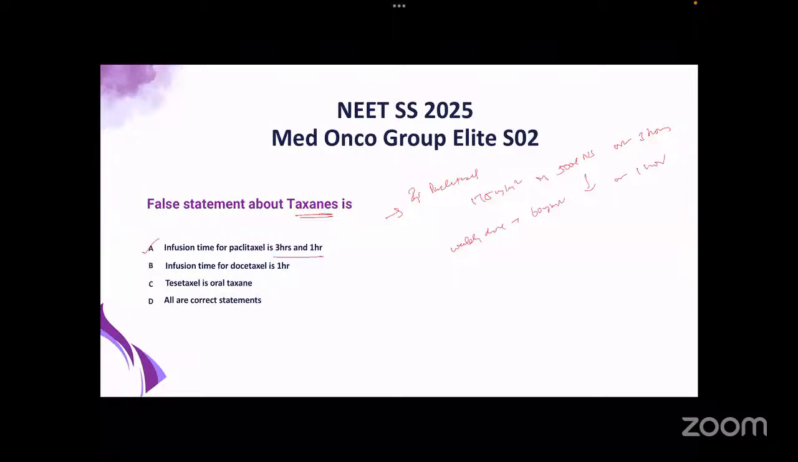Infusion time of docetaxel is 1 hour. That is also correct. Tesetaxel is an oral taxane. That is also correct. So the answer is all the statements are correct.